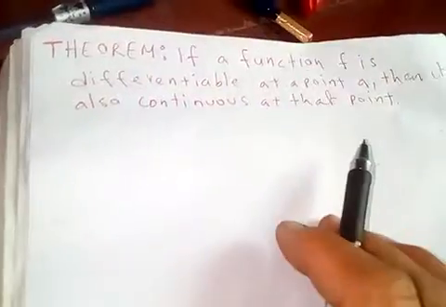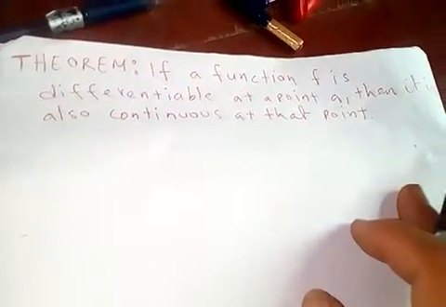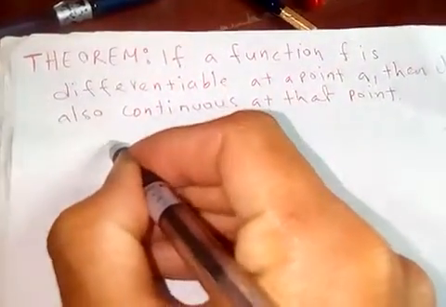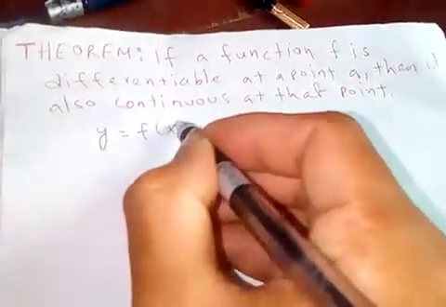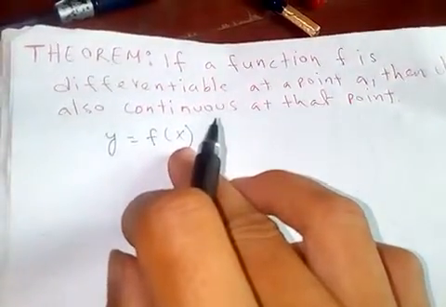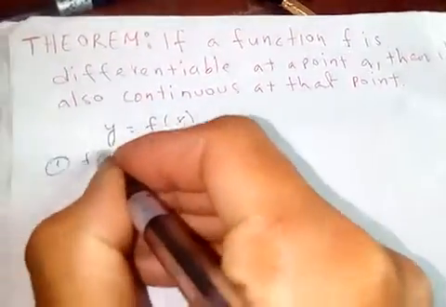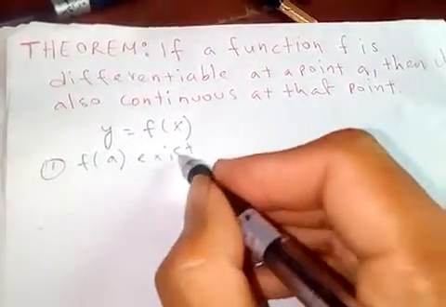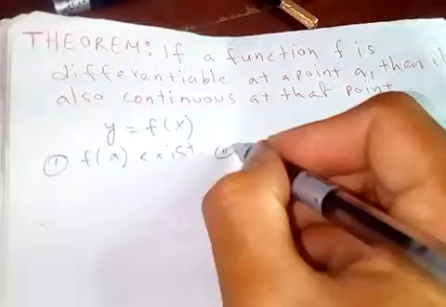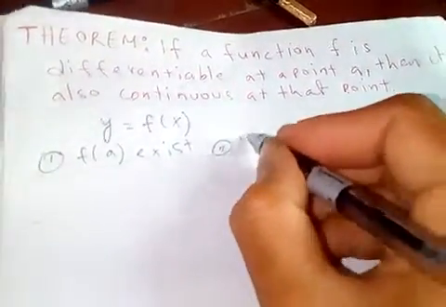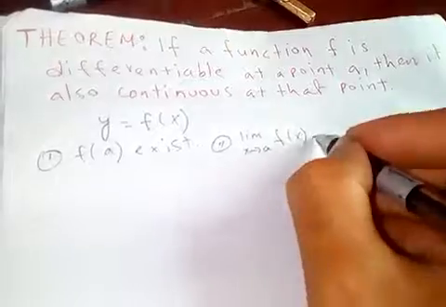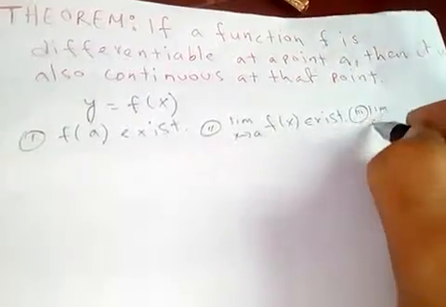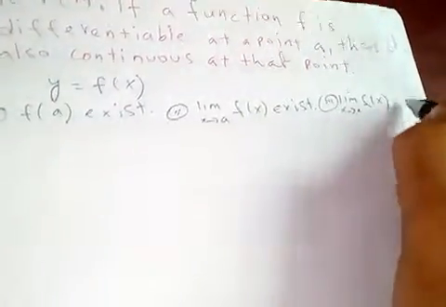Now first of all, we are going to discuss what a continuous function is. Let's say a function y is equal to f of x is said to be continuous if, number one, f of a exists, that means f of a is a finite number. Number two, limit x tends to a of f of x exists. And the third condition is that limit x tends to a of f of x is equal to f of a.